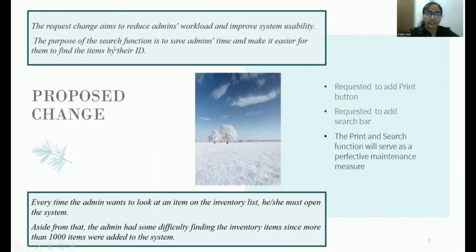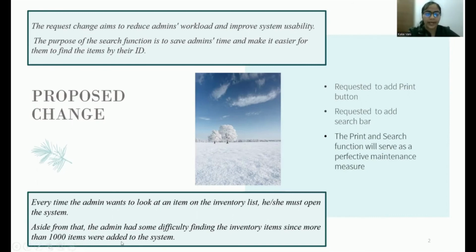The purpose of the search function is to save admin's time and make it easier for them to find the items by their item ID. Every time the admin wants to look at an item on the inventory list, he or she must open the system. In order to avoid this kind of problem, it is requested to add a print button because the admin doesn't need to open the system every time when he wants to check on the inventory list. He can just print out the document, then he can check it whenever it is needed.